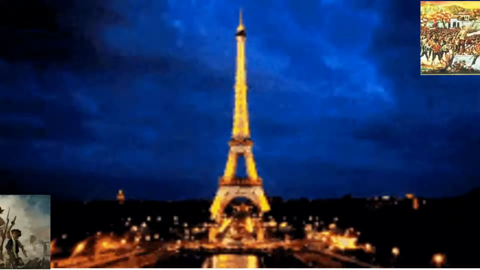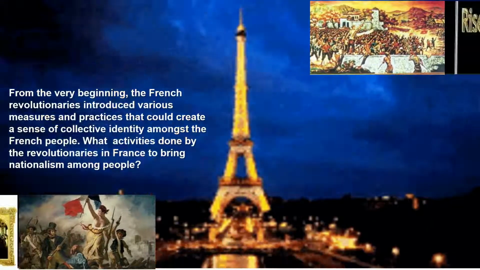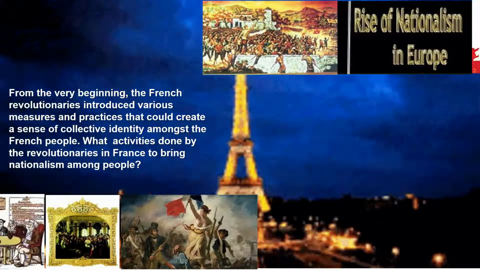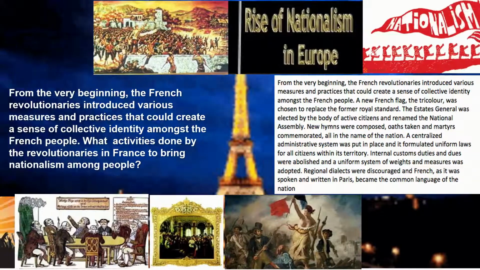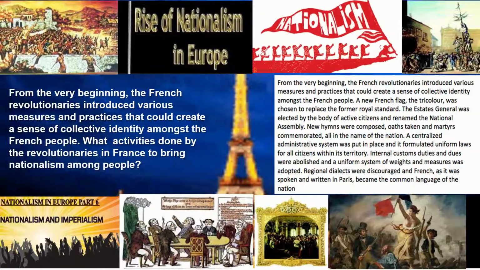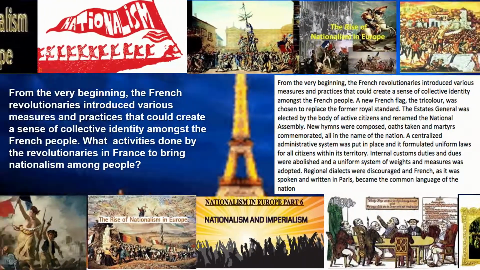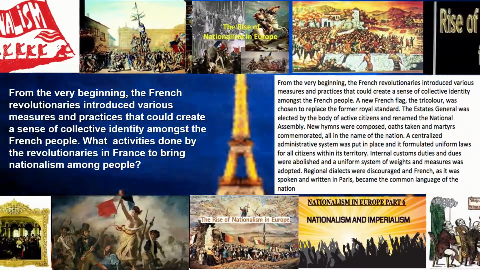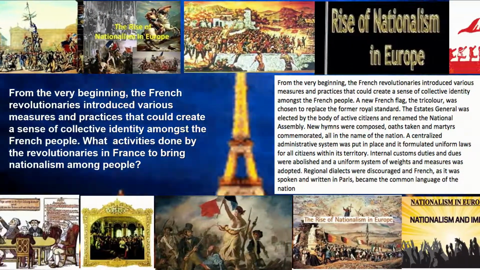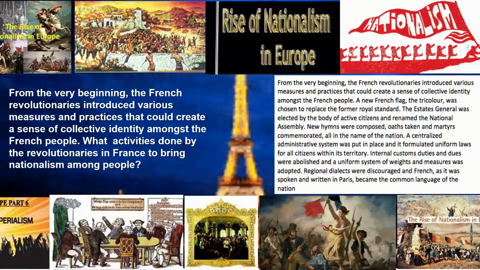Now the fourth question we are dealing with is: from the very beginning, the French revolutionaries introduced various measures and practices that could create a sense of collective identity amongst the French people. What activity was done by the French revolutionaries in France to bring nationalism among people?